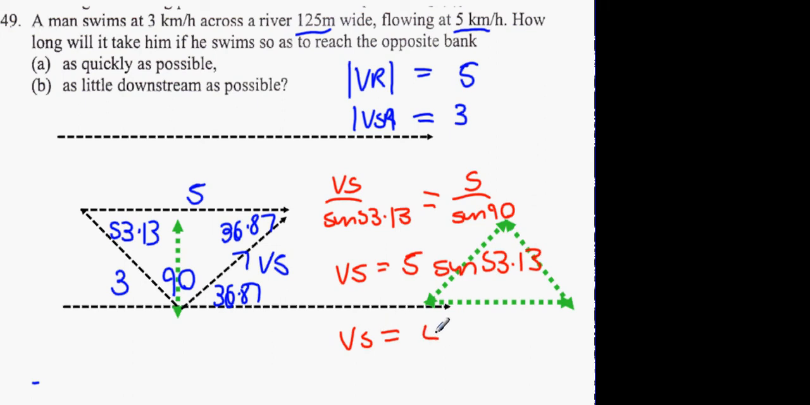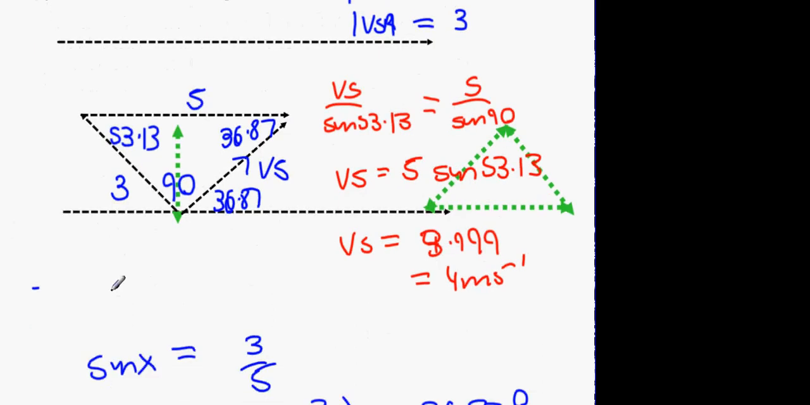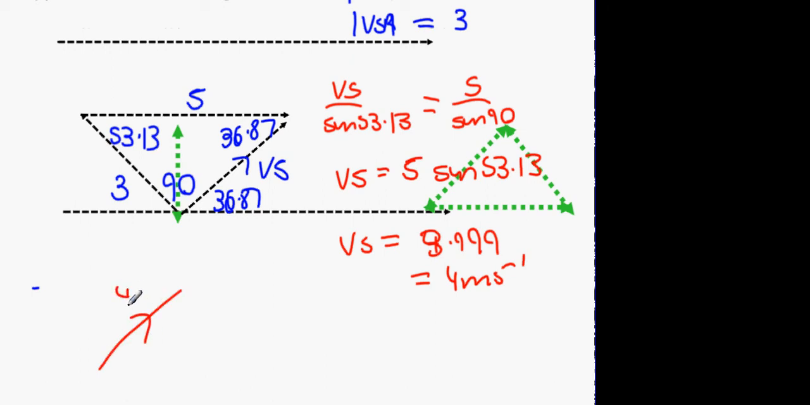Is it 4? 3.999, which rounds off to 4 meters per second. This means that we are going 4 meters per second every second. We need to now break it up into its horizontal and vertical components, because we're going upwards at 125 meters. So if we get the vertical component, we can just divide 125 by the vertical component. So what is the vertical component then? That's 36.87. We call the vertical component h.